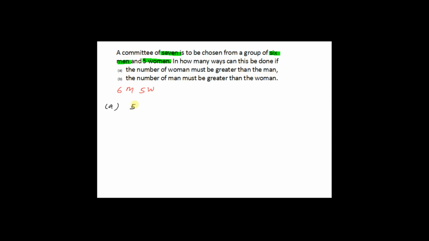So you can choose 5 women with 2 men. So this total will be 7, or you can choose 4 women with 3 men. So this is the only choice you have, because if you choose 3 women, then you have to choose 4 men. The total must be 7. Now the women will be less than the men. So now you only have 2 choices here.